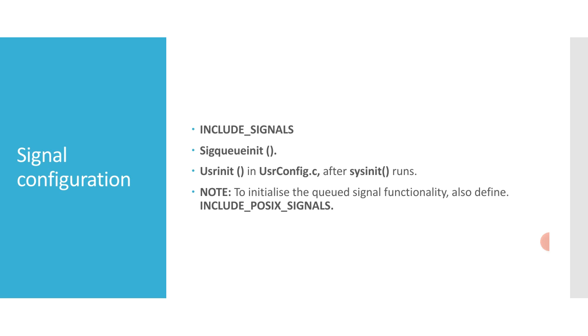Like the basic signals initialize function sigInit, this function is normally called from usrInit in usrConfig.c after sysInit runs. We should note one thing: to initialize the queued signal functionality, also define INCLUDE_POSIX_SIGNALS located under POSIX components in the project facility. With that definition, sigqueueInit is called automatically.